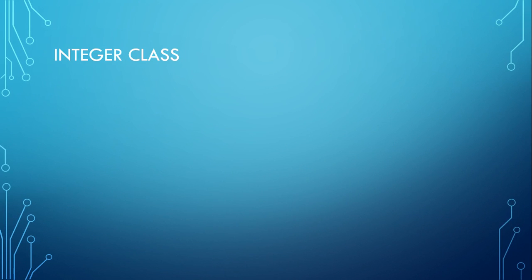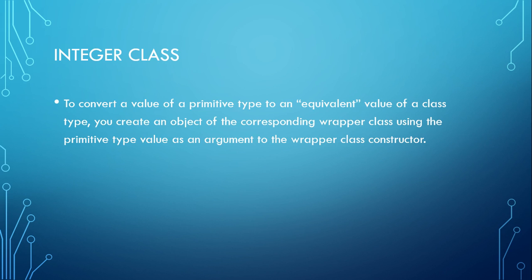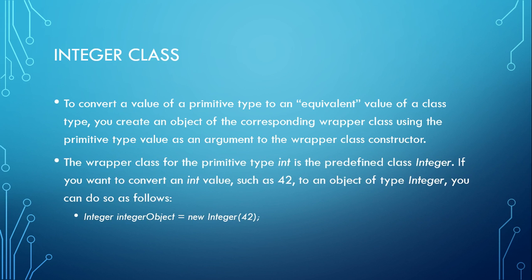So let's just look quickly at an example with the Integer class. To convert a value of a primitive type to an equivalent value of a class type, you create an object of the corresponding wrapper class, using the primitive type value as an argument to the wrapper class constructor. The wrapper class for the primitive type int is the predefined class Integer. If you want to convert an int value, such as 42, to an object of type Integer, you can do as follows: Integer object equals new Integer(42).